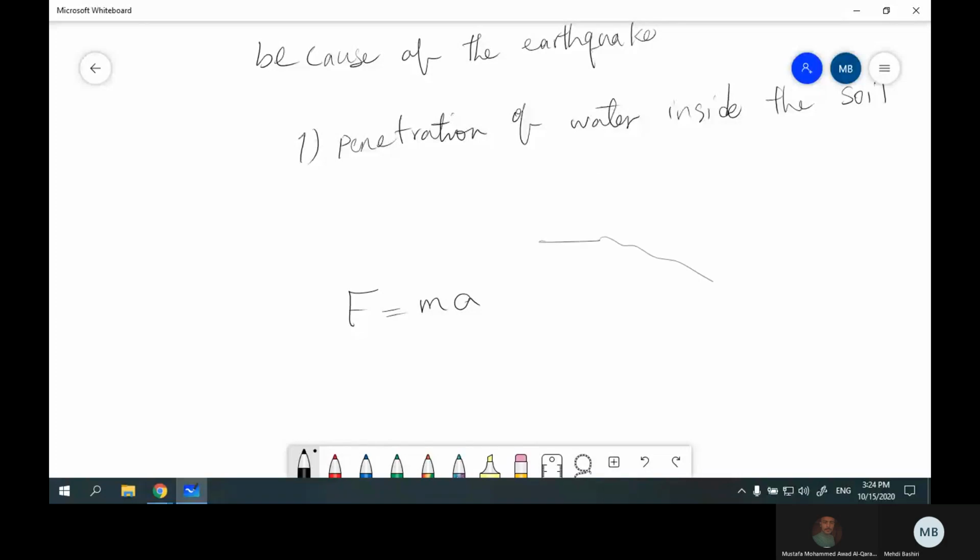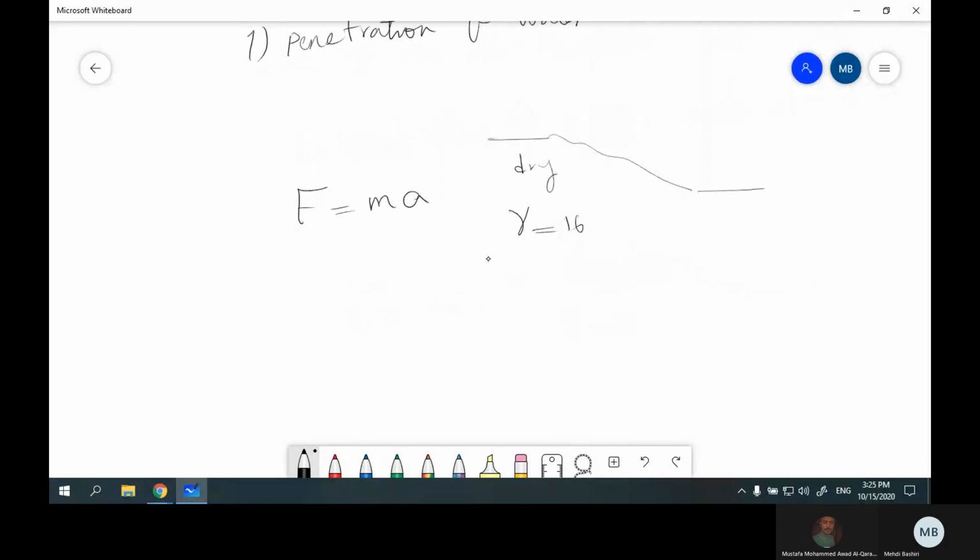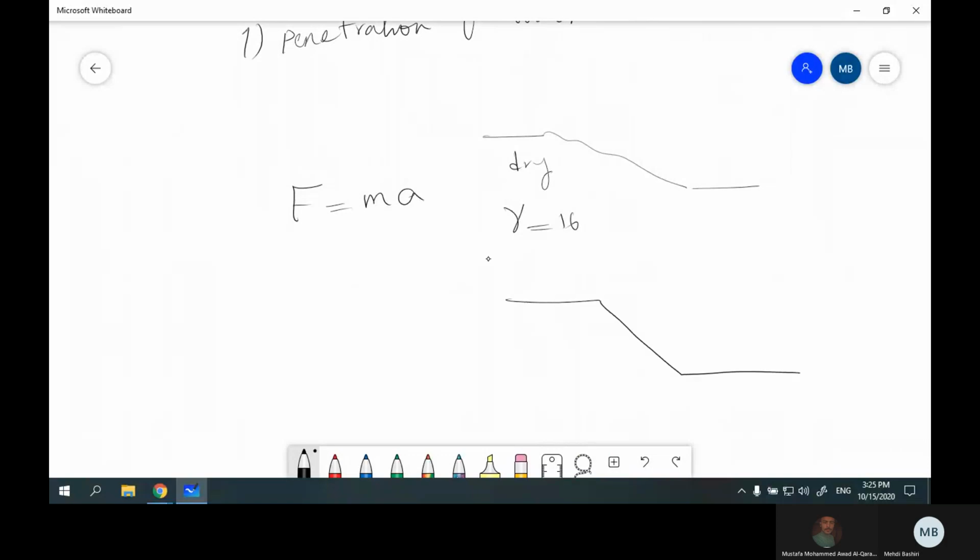For example, in one case, we have this soil and this is dry, with gamma of 16. In the second case, we have this one. For example, here we have saturated soil. In this case, we have saturated soil, and if you check, you'll see that the saturated gamma is, for example, 22.